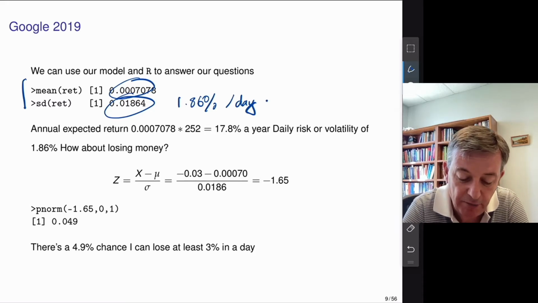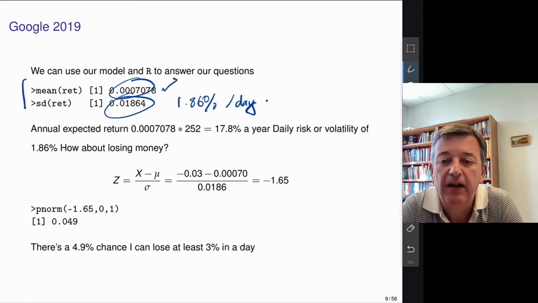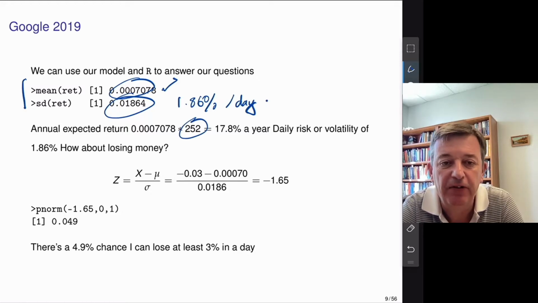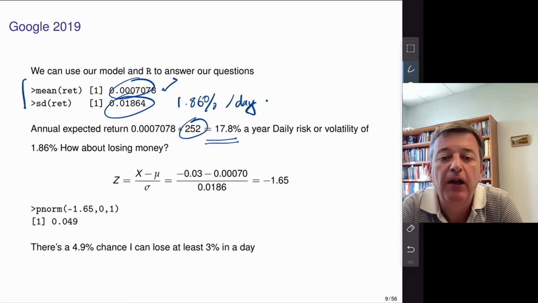In return for taking that risk, you've earned a little bit of expected return every day. Now, even though that number looks extremely small, there's 252 trading days in a year, and if I multiply it up, what's happened to Google since it IPO'd is, on average, it's made 17.8% a year. And so you can see how this risk-return trade-off works.